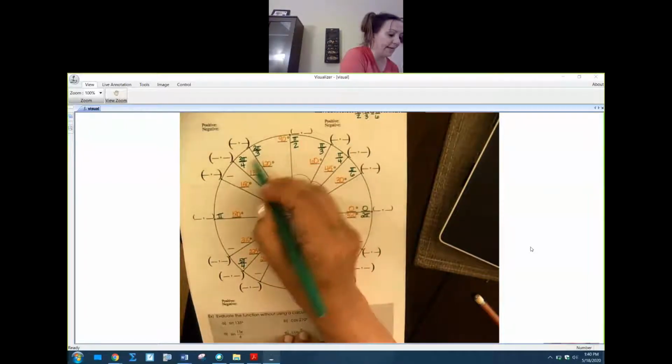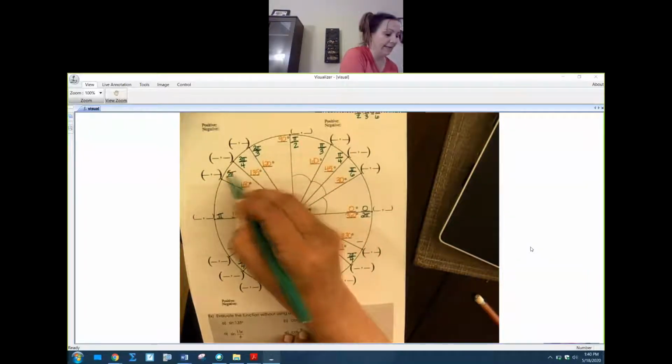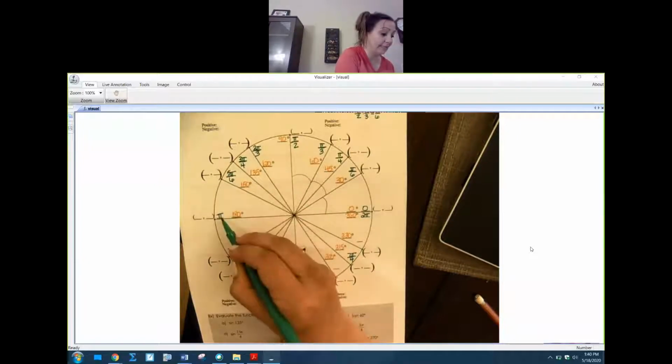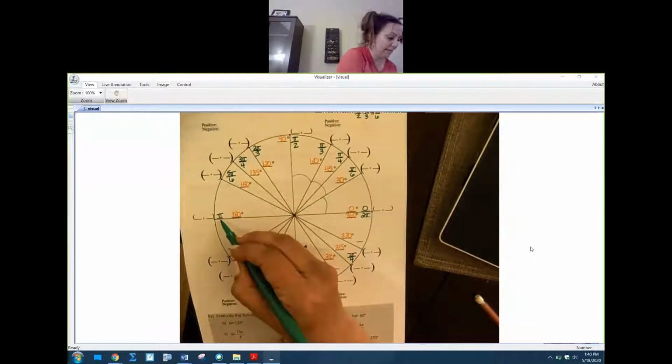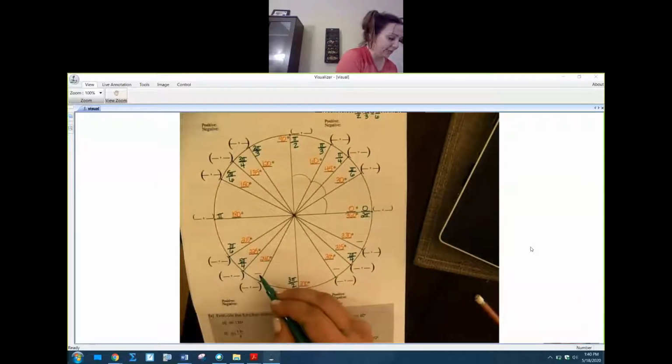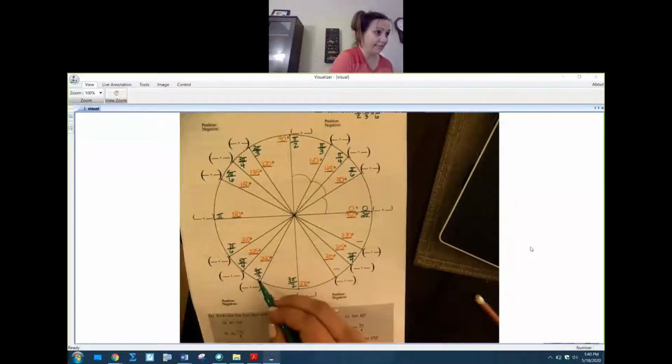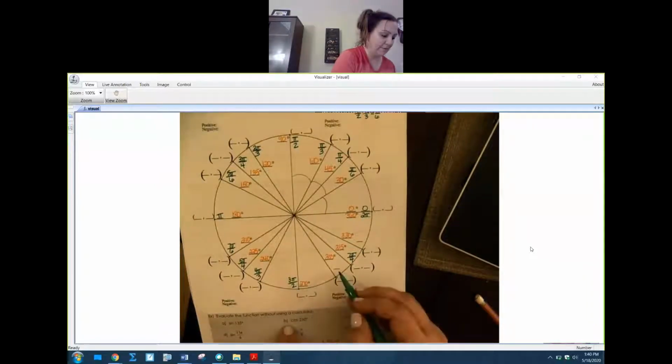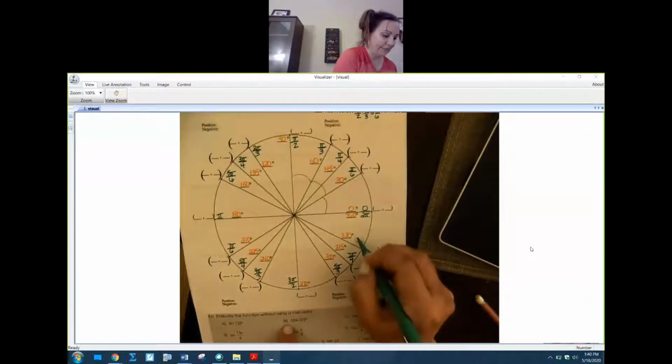Then we have 5π/6. And then 6π/6, and 6/6 is like 1. Next, we have 7π/6. And then 8π/6, but 8π/6 would reduce to 4π/3. Now we have 9π/6. 9/6 reduces to 3π/2. 10π/6, okay, that reduces to 5π/3. 11π/6 doesn't reduce. And then 12π/6 is the 2π.